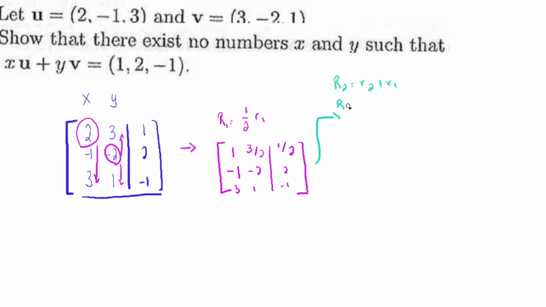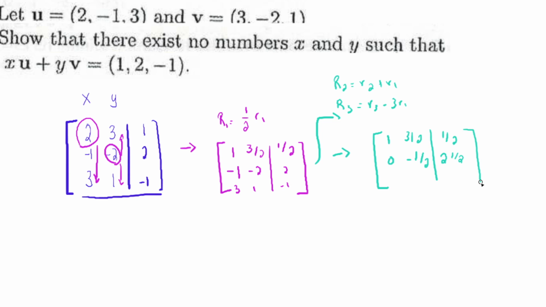Then our new row 3 is going to be equal to our old row 3 minus 3 times row 1. So 3 minus what is 0? 3 minus 3 is 0. So multiply row 1 by 3. And nothing happens to the first row, so 1, 3/2, 1/2. Then 0, and -2 plus 3/2 is -1/2. 2 plus 1/2 we can just say is 2.5.